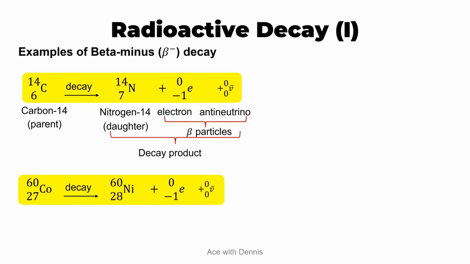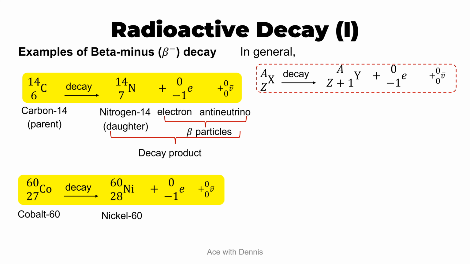Next, the second example for beta minus decay is cobalt-60, which is the parent nucleus. After decay, it produces nickel-60, an electron, and an anti-neutrino. In general, here is the chemical equation of beta minus decay, which starts with the parent nucleus. After decay, it produces the daughter nucleus, an electron, and an anti-neutrino.